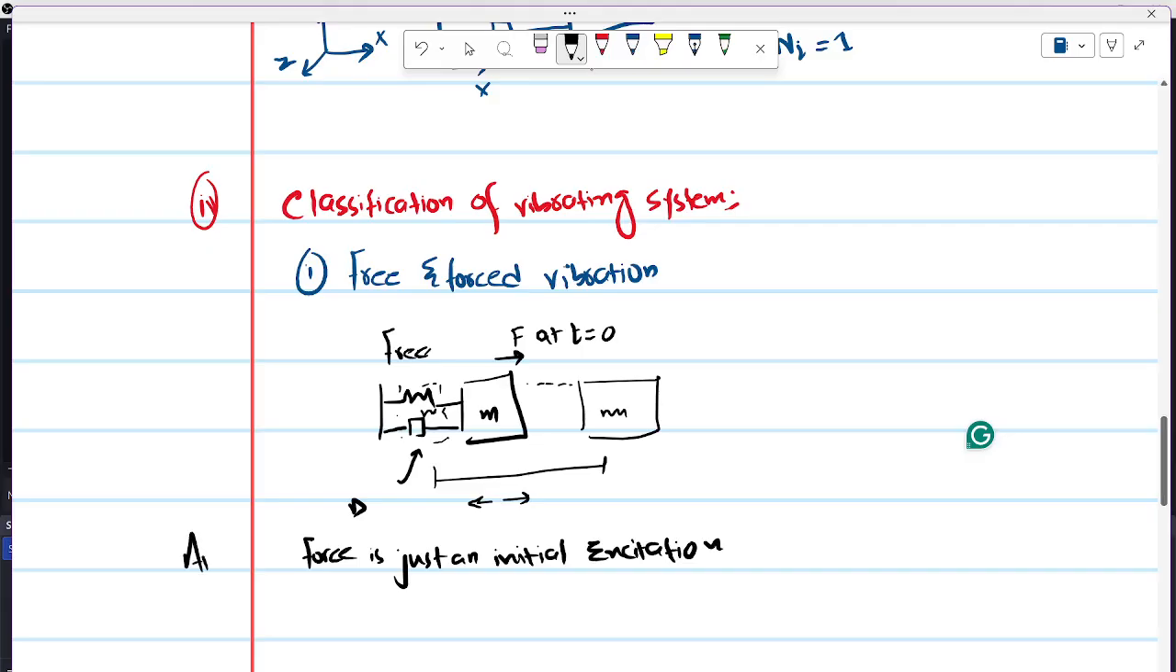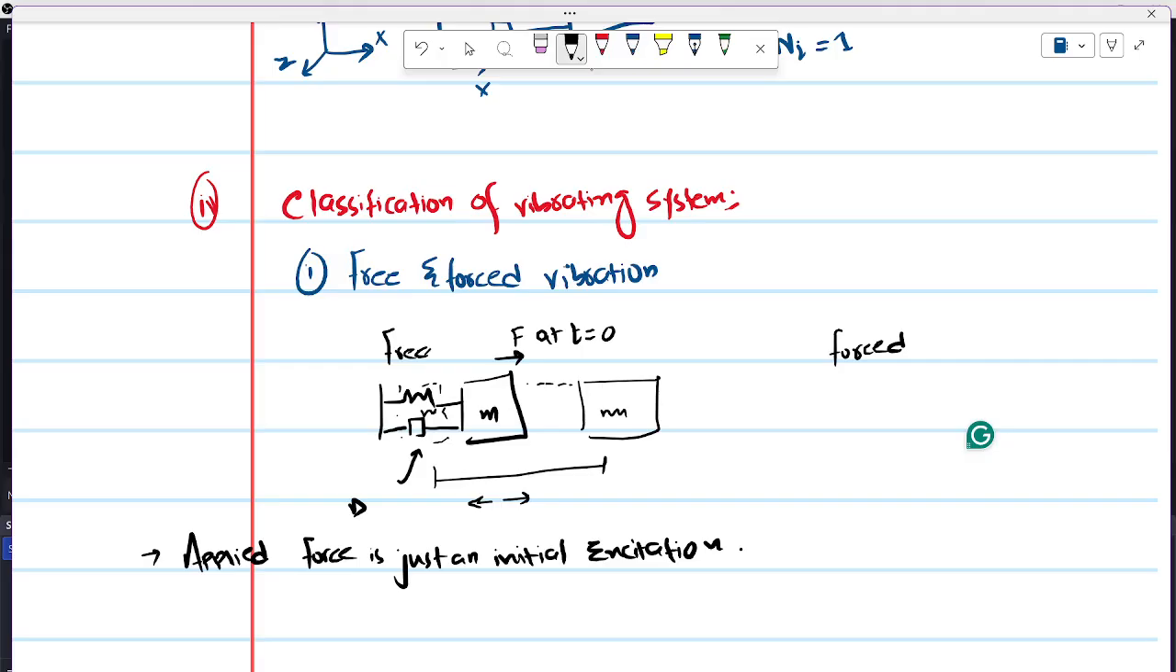You can call it applied force. Applied force is just an initial excitation. So it's not like the force is continuously being applied throughout the time. Now you must have guessed what a forced vibration is. So force is applied. The system is subjected to the external force throughout the vibrating time, or the time you are observing.